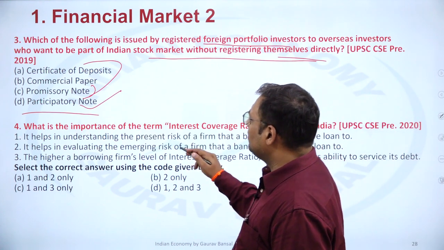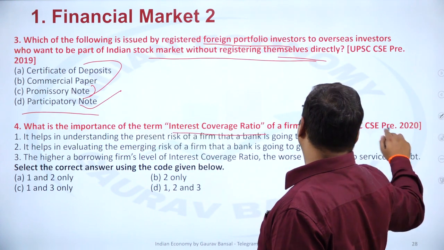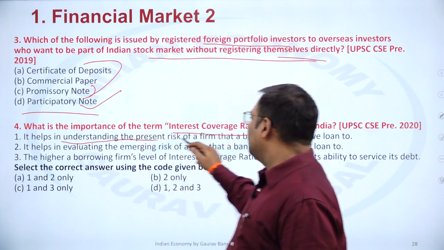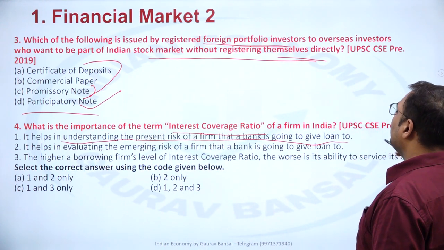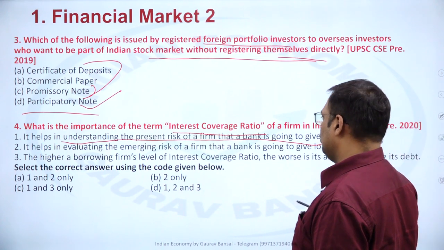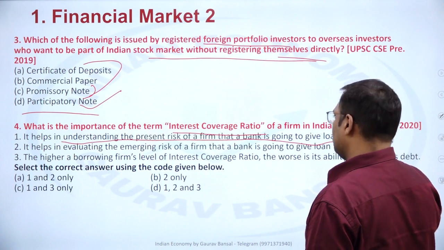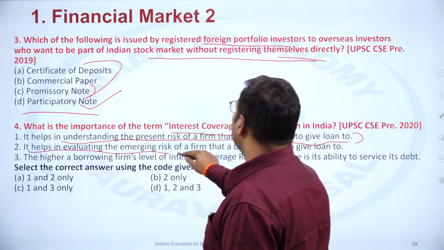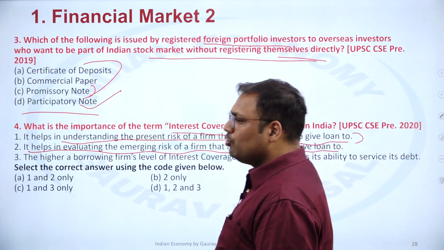What is the importance of the term? So the answer is D. What is the importance of the term interest coverage ratio of a firm in India? So this is also a PYQ. It helps in understanding the present risk of a firm that a bank is going to give loan to. Can be correct. Let us look at the second statement. It helps in evaluating the emerging risk of a firm that a bank is going to give loan to.